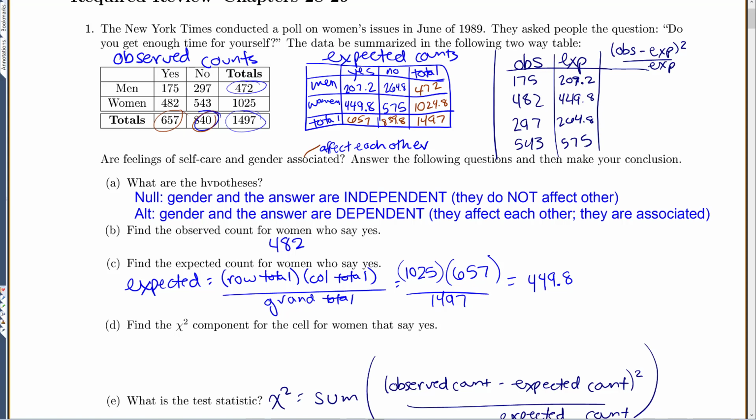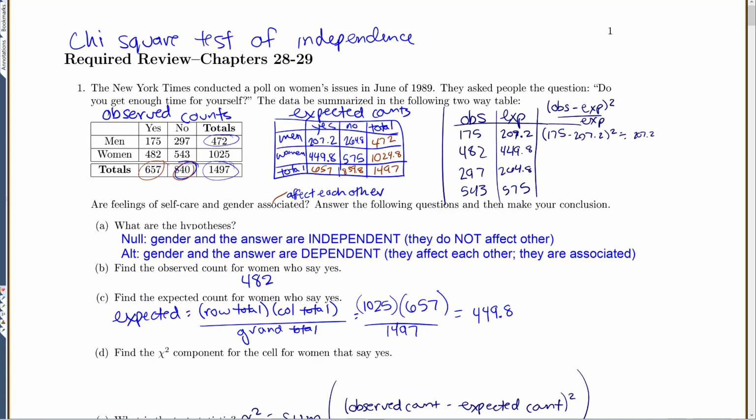So let's find the observed minus expected squared over the expected for each one. So we're going to do 175 minus 207.2 squared divided by 207.2, which should give me about 5.0.